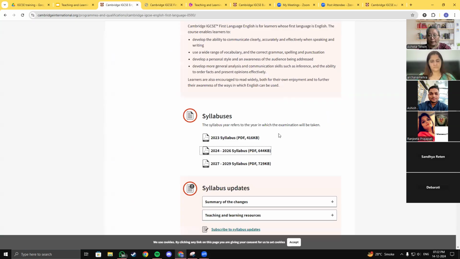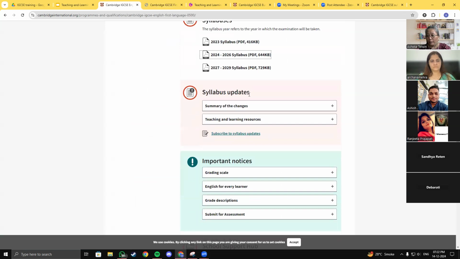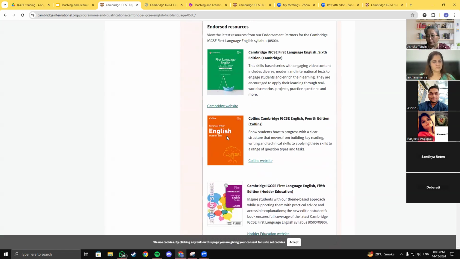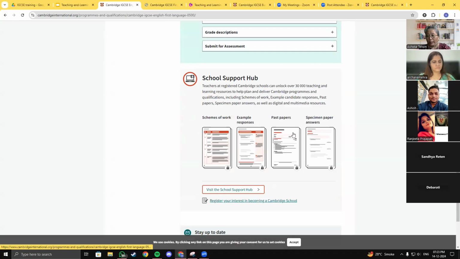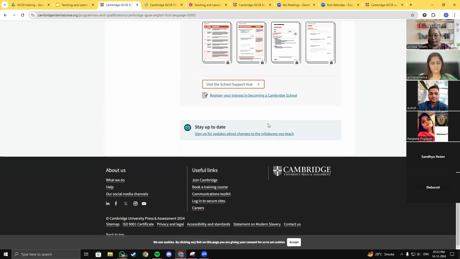Now, when you go to the website again, where English first language is there, you will also see some of the syllabus updates and the teaching and learning resources here. These are given. You can buy these resources. And there is a school support hub. Now, this is there for schools that are Cambridge recognized or accredited schools. So they get a separate login and password. Just as we have My IB for IB, similarly, this is the support hub for Cambridge schools.